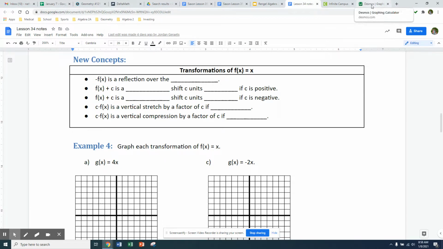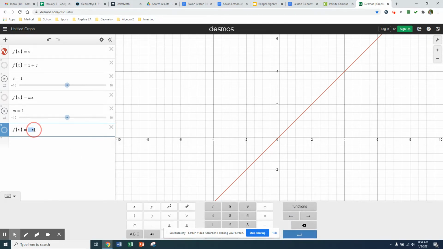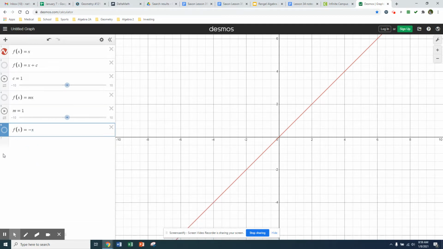So we're going to head to some graphing technology called Desmos, and right now I have f of x equals x, which is called the parent function. It's the most basic linear function that I can make, just y equals x, where f of x is just replacing y, and there would be my function. First, what happens when I make that function negative? So what happens when I do f of x equals negative x?